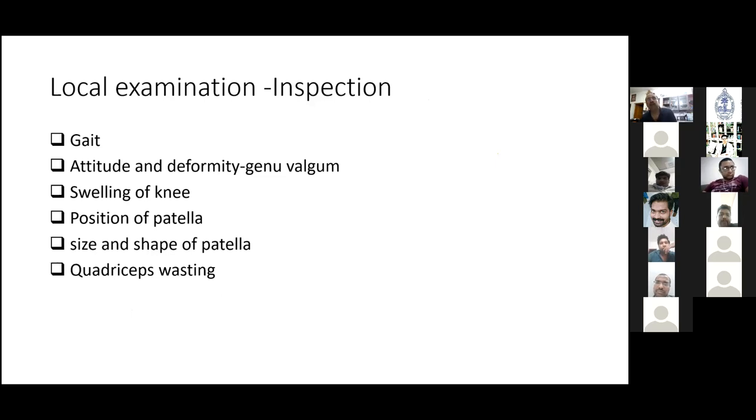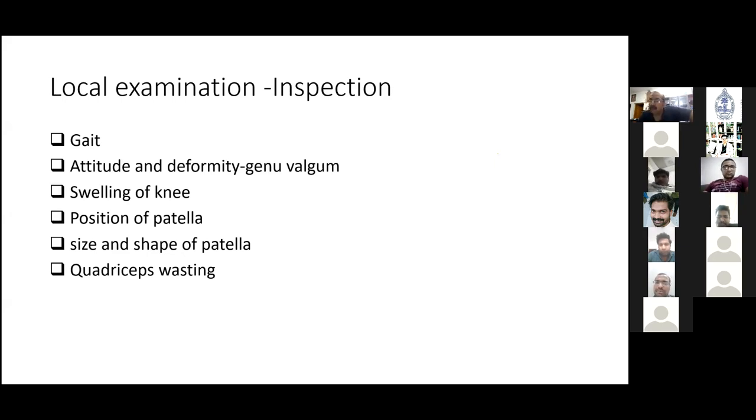So locally, like any other case presentation, you have to look for the gait of the patient first, attitude and deformity. So which are the deformities which usually cause recurrent dislocation of the patella? Somebody want to take it?